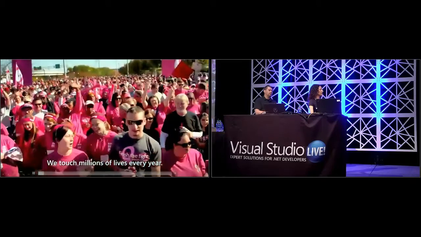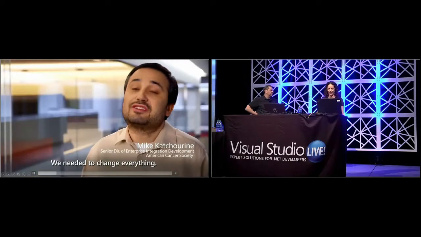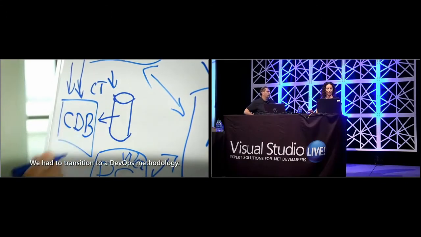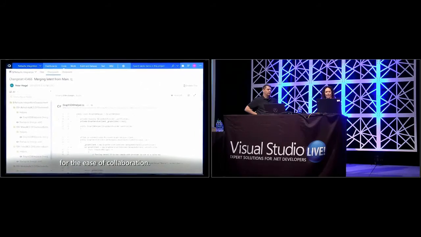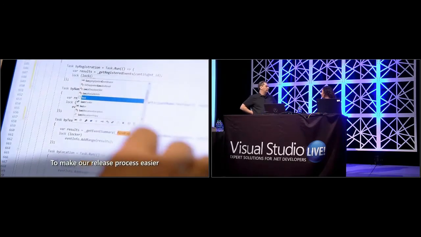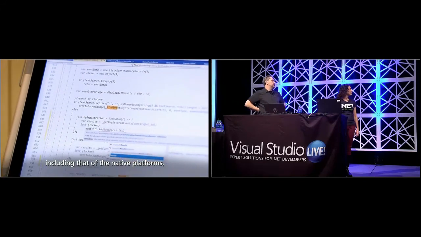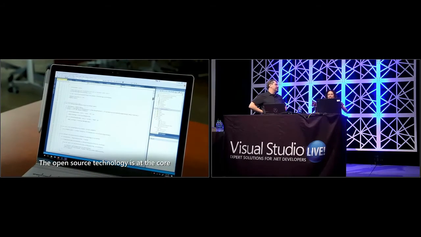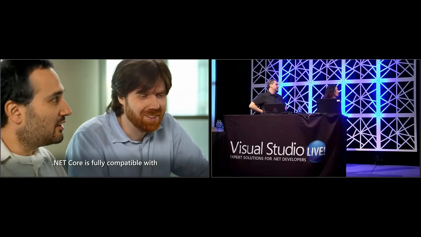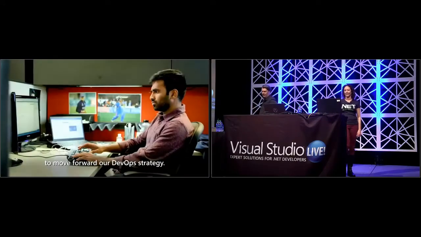We touch millions of lives every year. Everyone that volunteers for us has been impacted by cancer. The volunteers did not like our older apps. We needed to change everything. We had to transition to a DevOps methodology. We moved from Team Foundation Server to Visual Studio Team Services for the ease of collaboration. We use Visual Studio tools for Xamarin to make our release process easier and more seamless. It allows us to bring together the user interface aspect, including that of the native platforms, essentially all layers of the mobile solution together into one single tool set. The open source technology is at the core of everything we do. .NET Core is fully compatible with all of the open source technology we use.